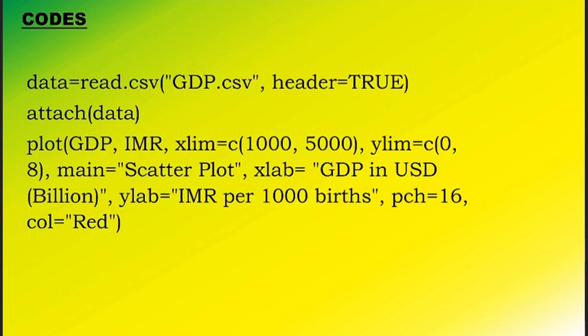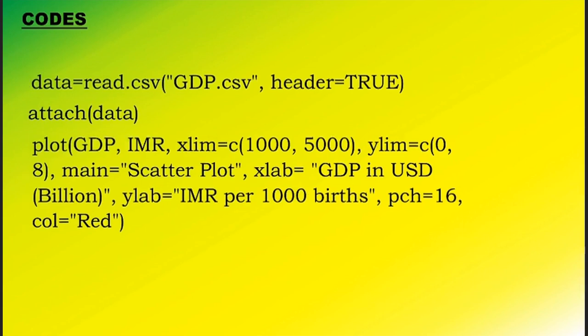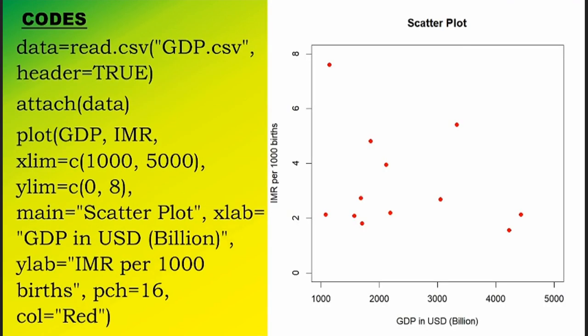Here I have given the name of my plot as scatter plot. That's why the main argument gives the name of the plot. Xlab and ylab give the names of the x-axis and y-axis. On the x-axis the name will be GDP in US billion and on the y-axis it will be IMR per 1000 births. pch equals 16 means that the dots in the scatter plot will be solidly filled, and the color will be red, as we have given col equals red. Now let us look at the plot that we have obtained.